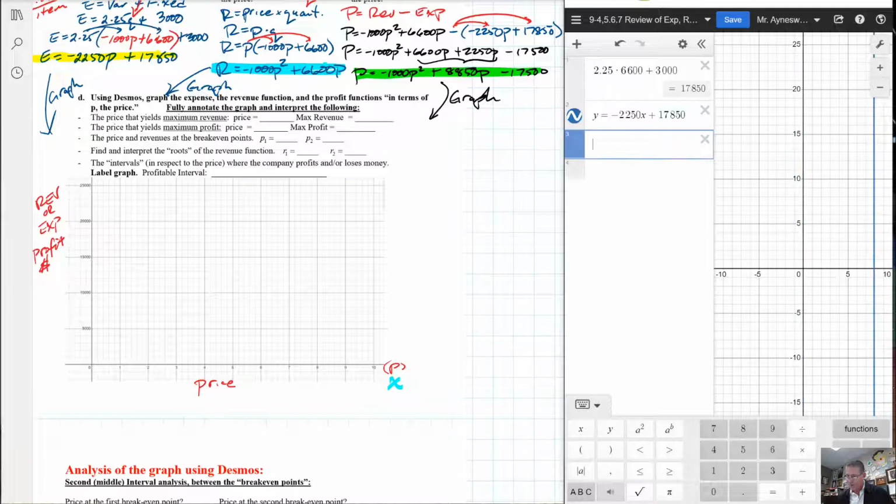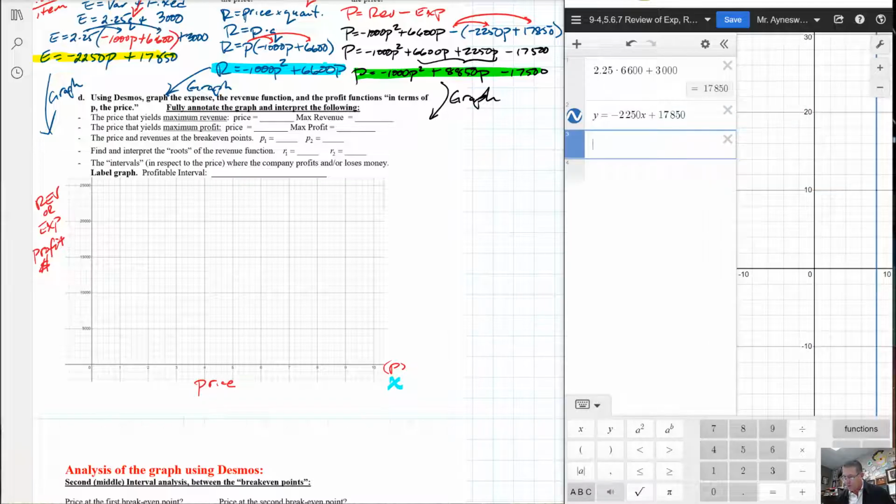Okay, there's my expense function. And make sure you check your functions as you type this in. So I'm checking right now. I think that's good. Okay, next one, the revenue function. So Y equals negative 1,000 X squared.